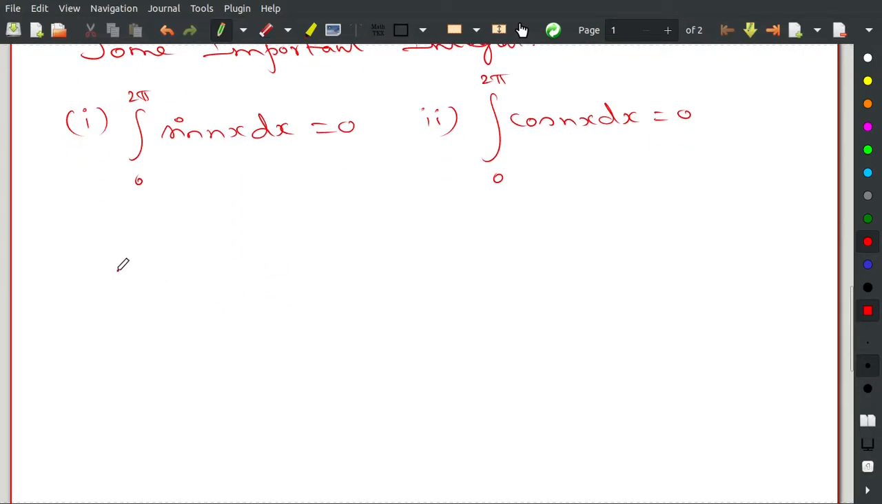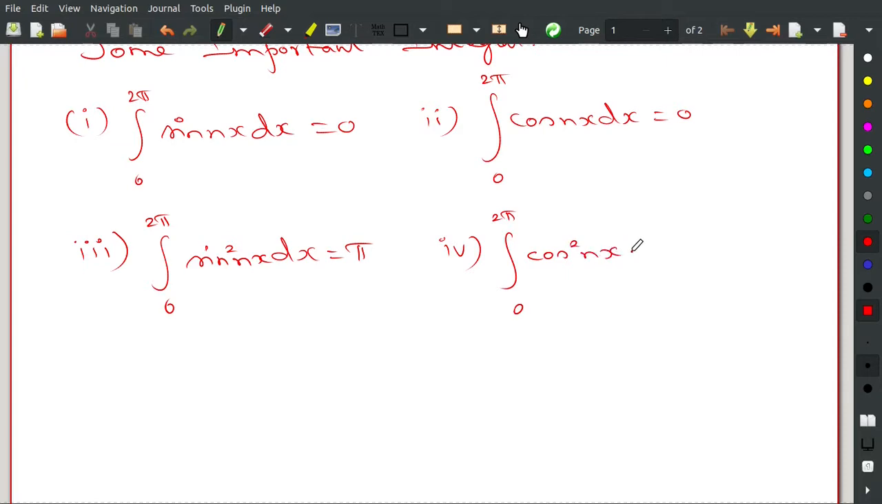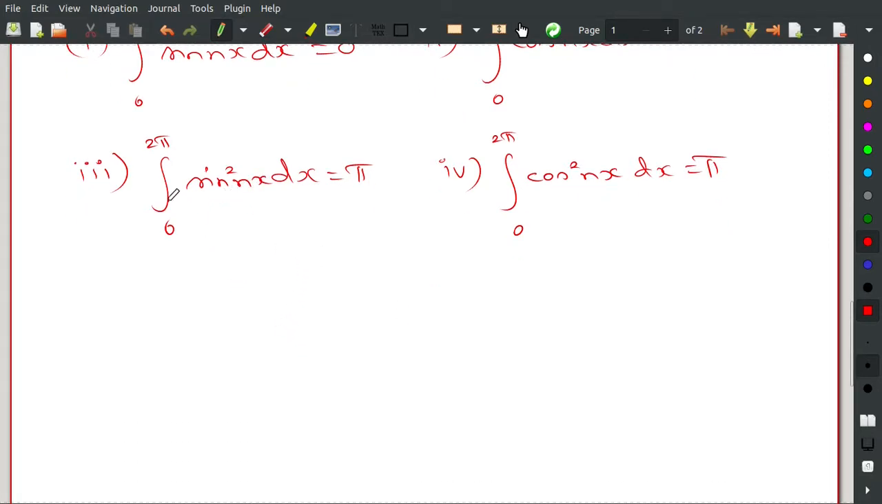The third integral is integral 0 to 2 pi of sin square nx dx equals pi. Similarly, the fourth one, integral 0 to 2 pi of cos square nx dx equals pi. So you need not integrate these. Whenever you encounter this integral or this integral, you can write it as pi.